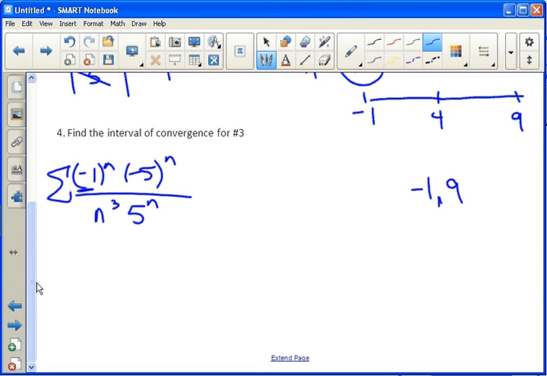Then the 5 to the n's cancel out, and you're left with 1 over n cubed. So simplifying leaves me with a p-series, 1 over n cubed. And this p-series converges because the power is greater than 1. So I put a bracket around -1.